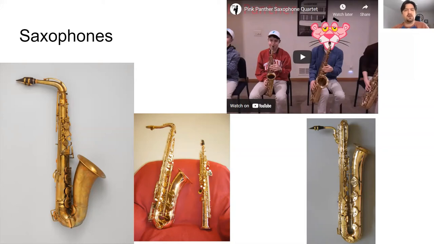So some people think that, oh, well, they should be in the brass family. But the thing is, they're not. They're still woodwinds because you have to use the reed to play it and they use the keys. They're just a wooden instrument made out of brass. So they're a little interesting.